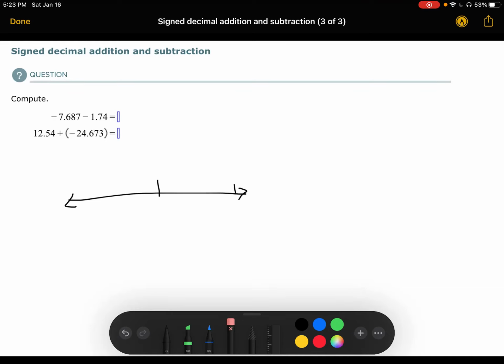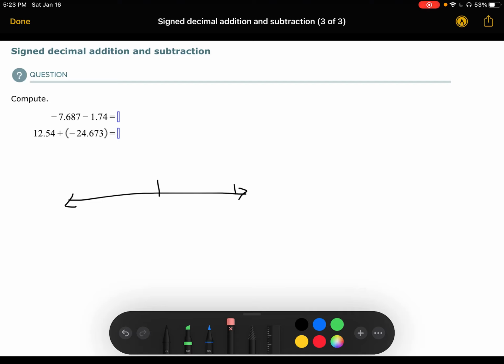All right, so we're going to talk about signed decimal addition and subtraction. When you do this question, a lot of you are going to be tempted to just put it in the calculator and never really think about the reasoning behind why things are the way they are. So today I'm not just going to say when you have this mixture of things, you do this. I'm going to walk you through this logically, okay?